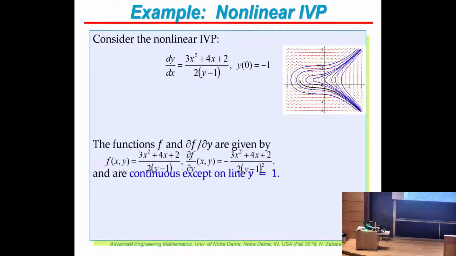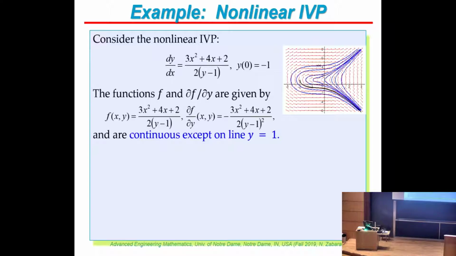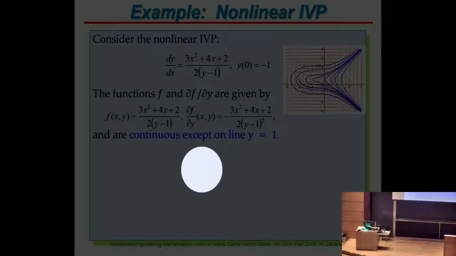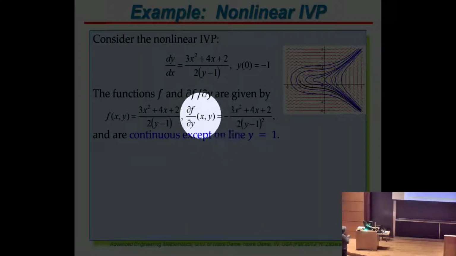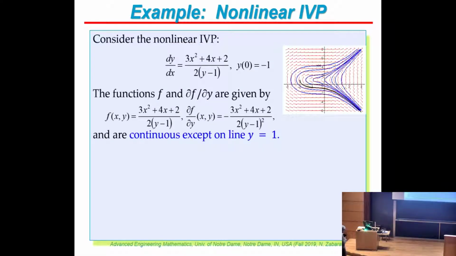Everybody can see that? If you actually take the derivatives, this is what comes from taking the derivatives. So what is the interval where these derivatives are not continuous? At what point do these derivatives suddenly blow up? F and the derivative del f over del y blow up.